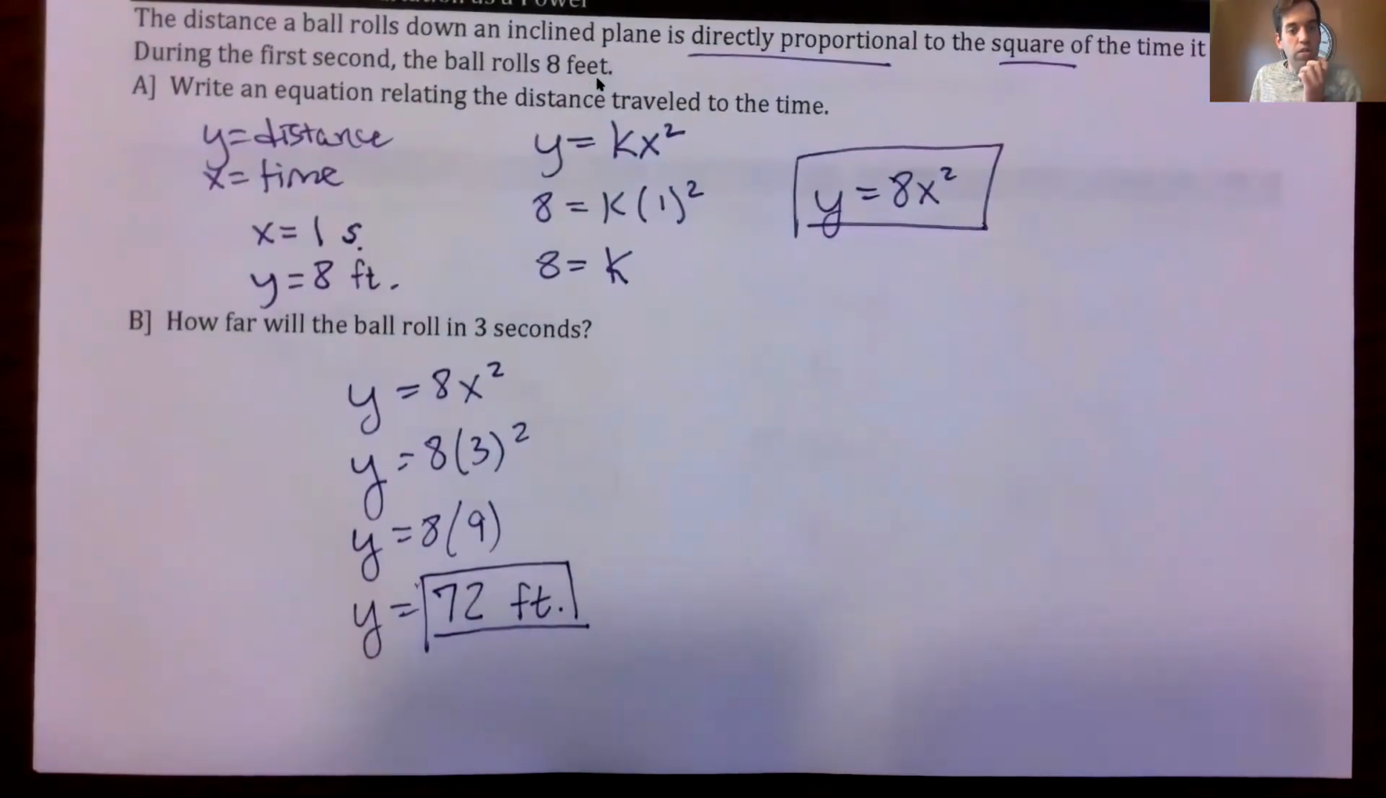So the ball is rolling a lot faster now than it was after 1 second, but that's how gravity works, right? We've got acceleration in the mix. So that is the beginning of direct variation to a power, right? Next up, we're going to talk about inverse variation.